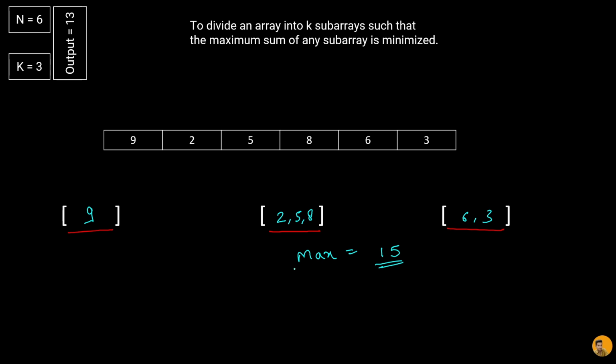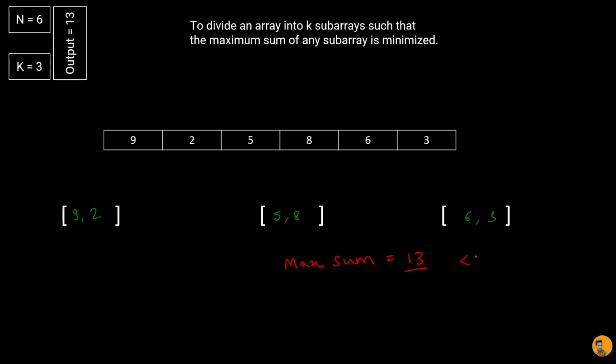Let's say if there is any other possibility. This time we divide it like this: 9 comma 2, 5 comma 8, and 6 comma 3. Here the max sum is 5 plus 8, which is 13, which is less than 15, right? So this is a valid and correct combination because it has the maximum sum minimized. Any other possibility is not going to give a minimum less than this.